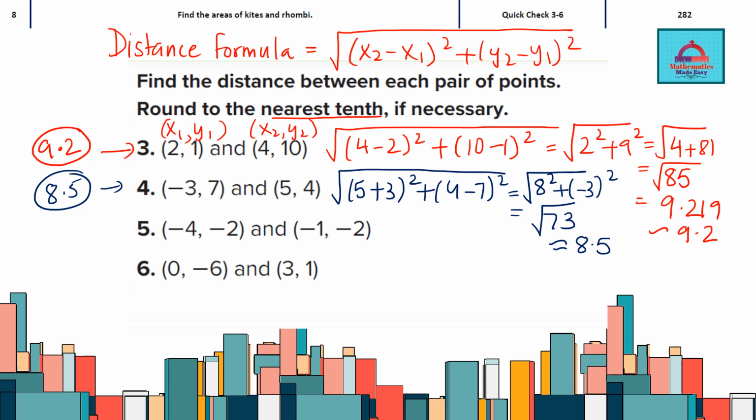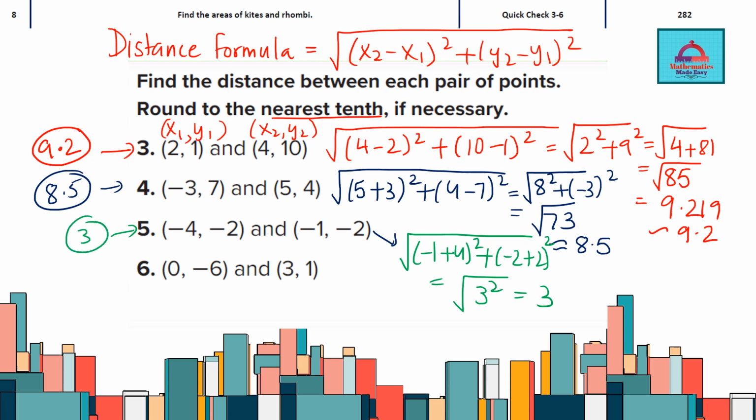Let's do this one. I hope you are now understanding the pattern. All the questions are solved using the same formula. So here the distance formula gives you (−1 + 4) whole square plus (−2 + 2) whole square. So −2 plus 2 gives you 0. Only 3 square is left. So the answer is 3. Here you don't have any decimal.